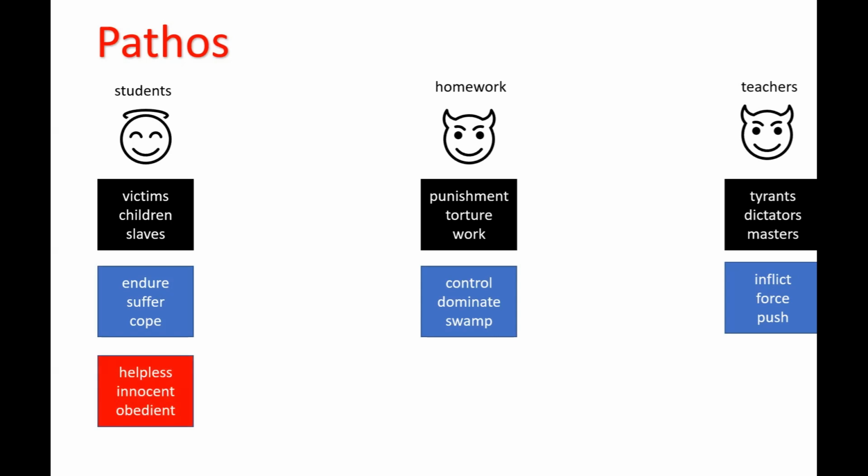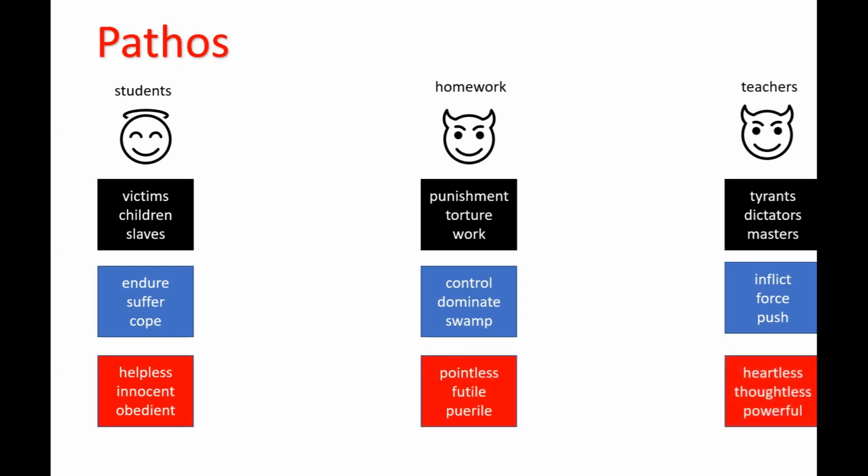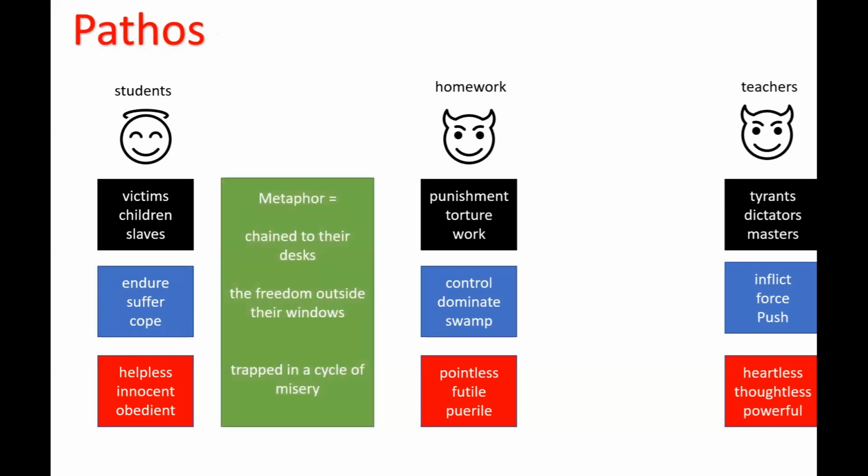And then we're able to add adjectives in there. So we've got, for example, the helpless, innocent, obedient students who are being given this punishment that is futile, pointless, puerile. We've got teachers who are heartless, thoughtless, and powerful. We're building those connections. Straight away, you can see that with those three banks of words, we're able to start forming sentences and phrases, with some connection between them. Then we can add a little further, because we can start thinking about metaphor and building this up.